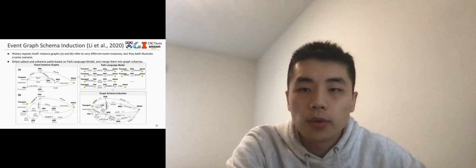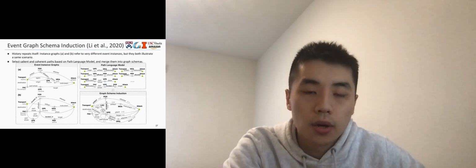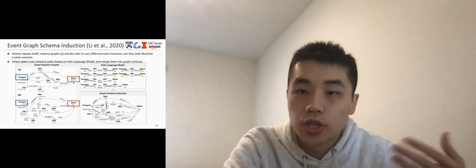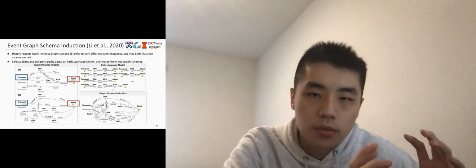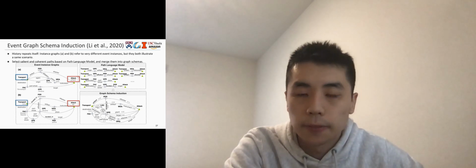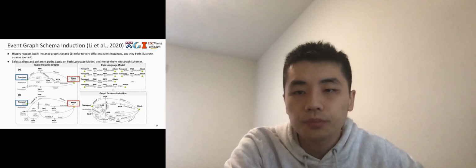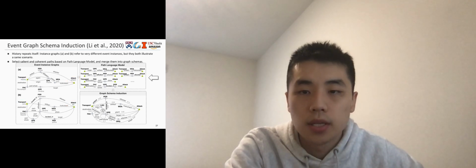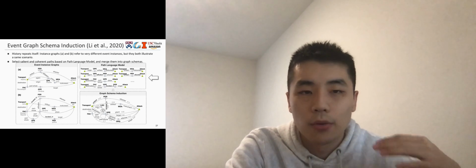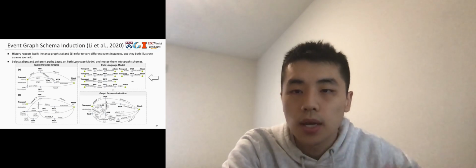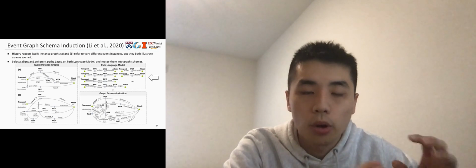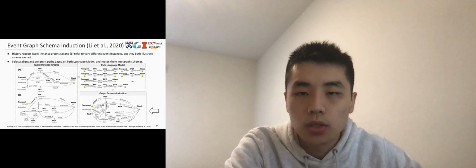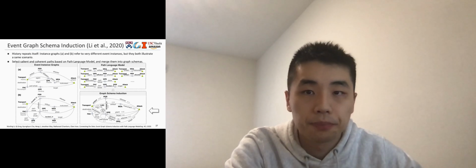Here is an example. Assume that we have 2 instance level event graphs. Even though they are not describing identical events, some components are actually shared. For example, how are these transport events connected with the attack event? These events are the same. So to effectively find such schema knowledge, we can first generate a set of paths by random walk over these instance graphs, and then we can learn a path language model to model the co-occurrence information of all of these nodes. And then as a result, we can get this final graph schema.